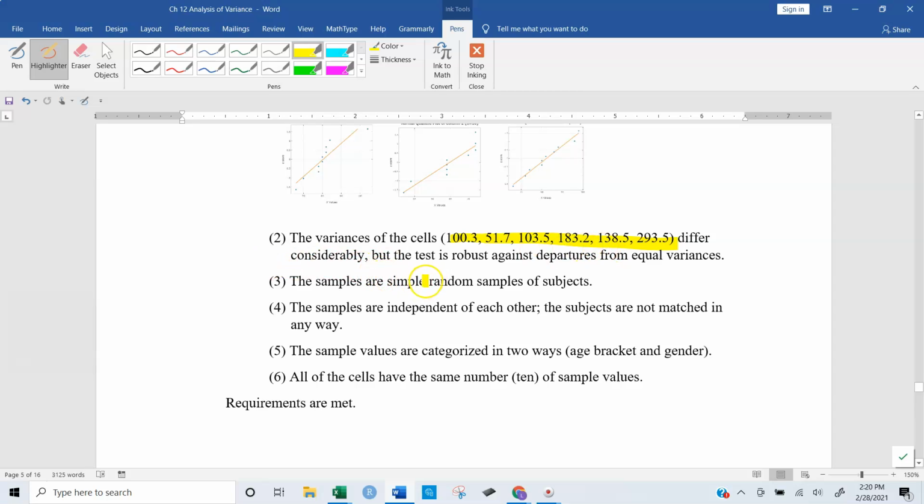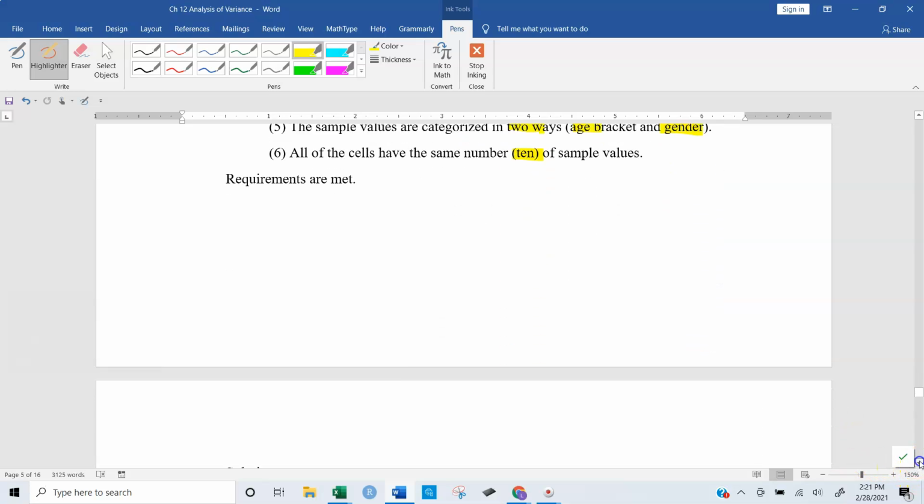The samples are a simple random sample, which is true. They are independent of each other, which is true. We have 2 categories, which are age and gender. And we have 10 values in each cell. So all of our requirements are met.